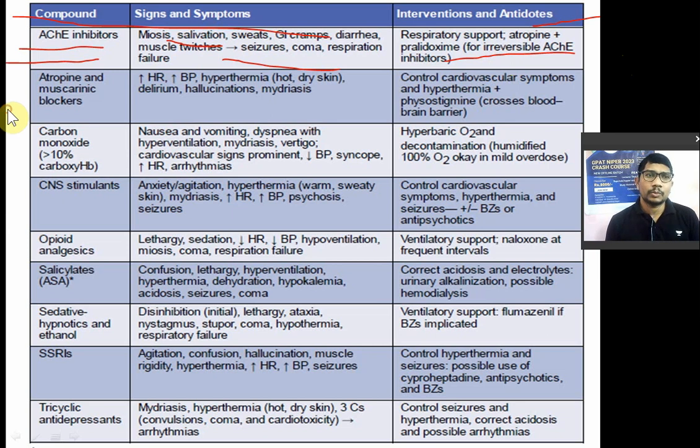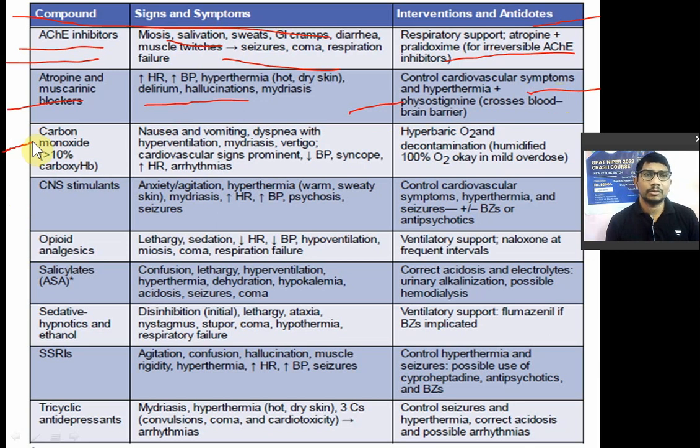Poisoning due to atropine and muscarinic blockers. So what are the symptoms? Increase in the heart rate, increase in the blood pressure, hyperthermia, hot, dry skin, delirium, hallucination, mydriasis. So for atropine poisoning we have seen the antidote is nothing but physostigmine. So you have to control the cardiovascular symptoms plus hyperthermia, and you have to use physostigmine, which is a specific antidote for atropine poisoning.